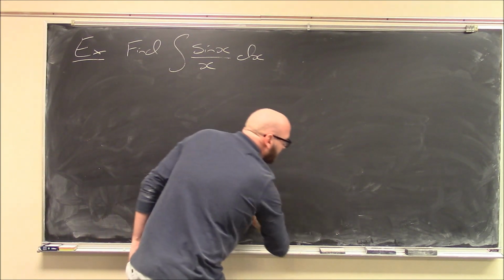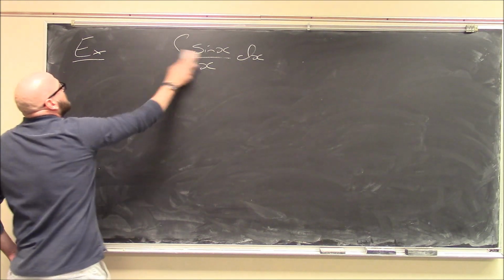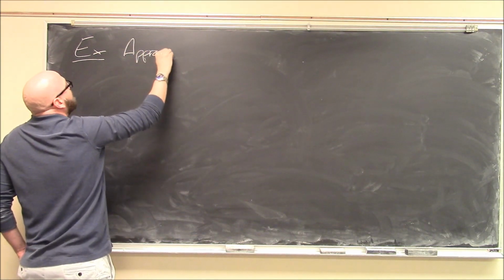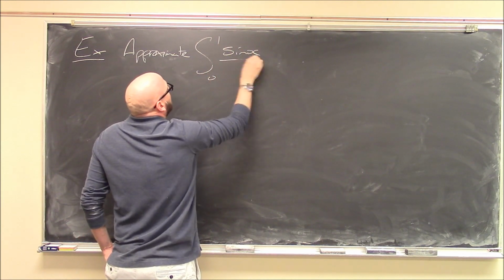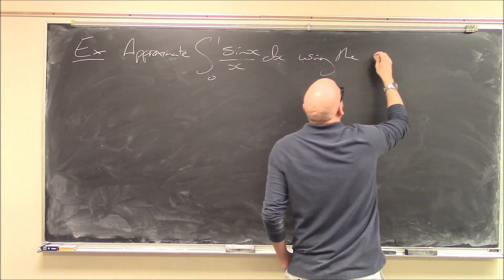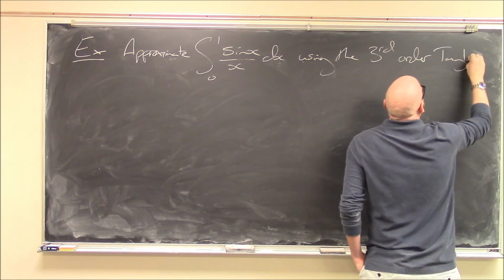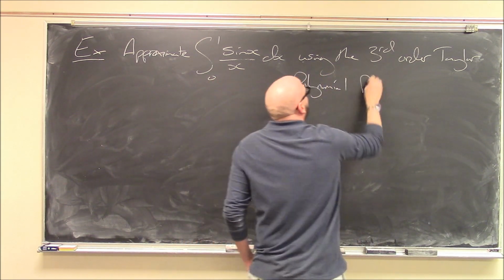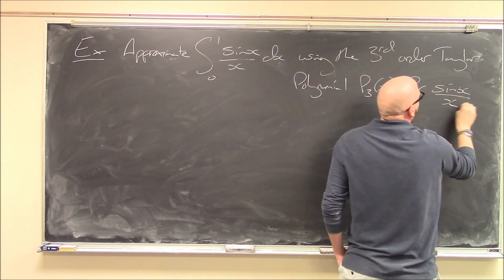Let's do an approximation instead. So let's modify this question. Let's approximate the integral from, say, 0 to 1 of sine of x over x dx using the third order Taylor polynomial P sub 3 of x for sine of x over x.